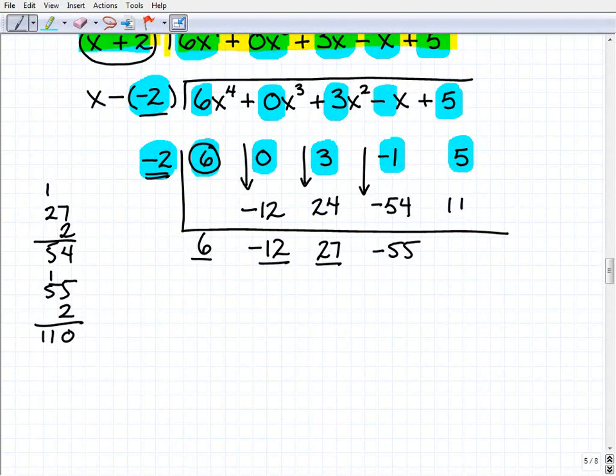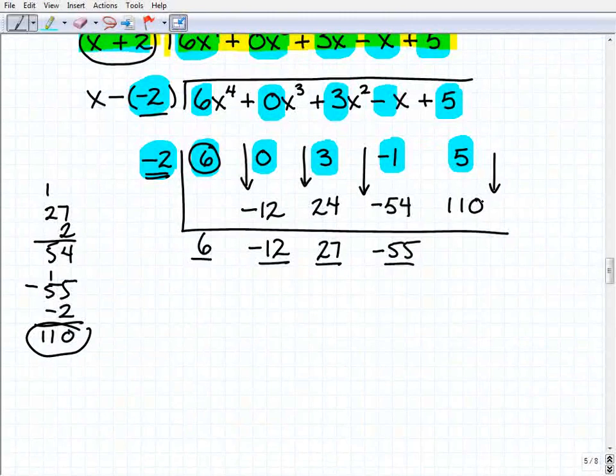Let's write that right there. That's a negative and a negative, by the way. And we add down. Let's just make sure I'm not messing up. I had negative 1 plus negative 54, which was negative 55. Negative 2 times negative 55 was a positive 110. So I'm writing that answer there, and I'm going to add down, and I get 115.